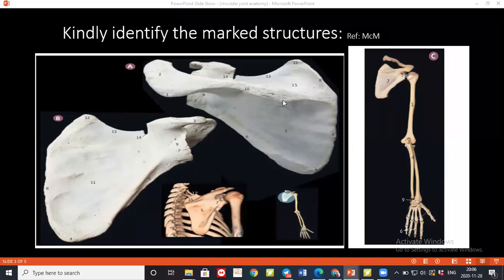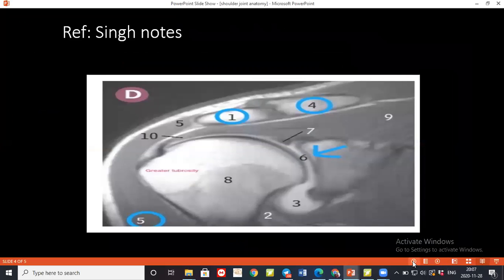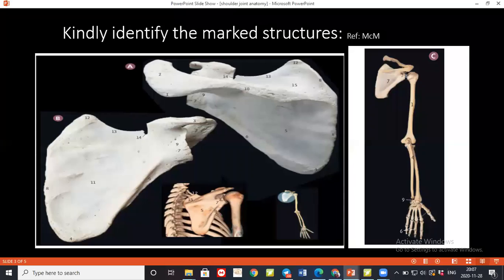What is the quadrangular space? How is it formed, and what does it contain, please? Yes, ma'am. The quadrangular space is formed superiorly by the lower border of the teres minor, inferiorly by the upper border of the teres major, medially by the long head of the triceps, and laterally by the upper part of the shaft of the humerus or neck of the humerus. And it contains the posterior circumflex humeral artery and the axillary nerve. Yes, vessels. Yes, vein is also there. Very good. Okay, very good.